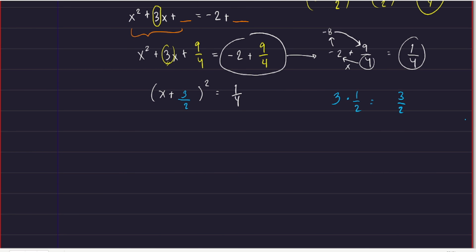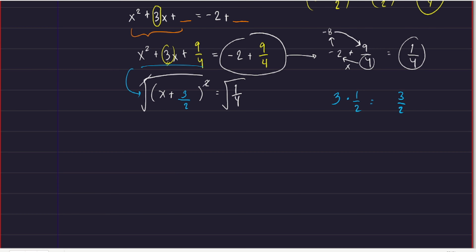Yan. Para itong perfect square trinomial ay maging square ng binomial. So, we have x plus 3 halves, quantity squared equals 1/4. Ngayon, meron ka ng panibagong equation na ganyan. Para matanggal yung squared, yung quantity squared dito sa left-hand side, you need to get or extract the square root from both sides of the equation.